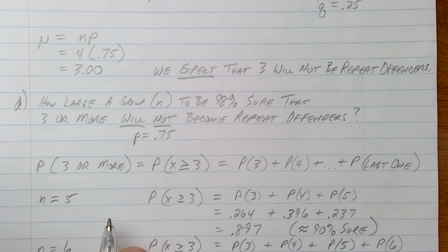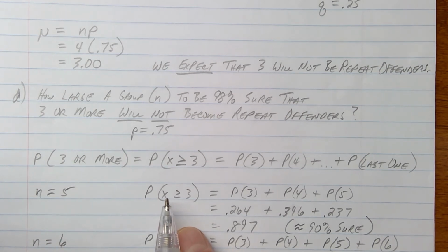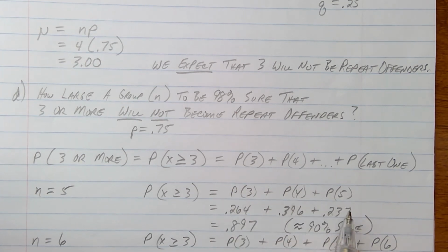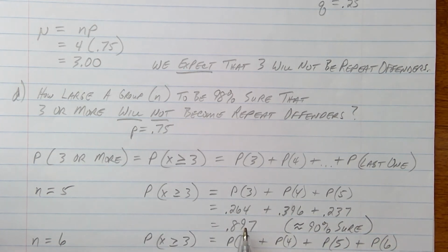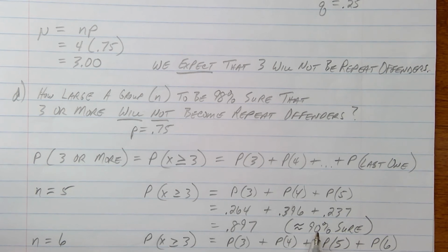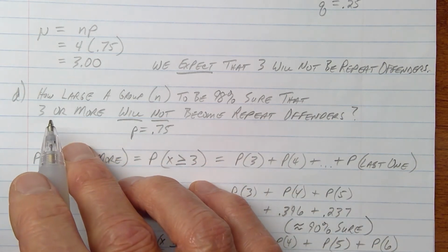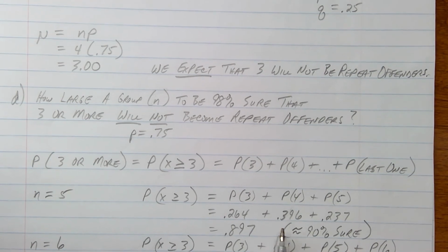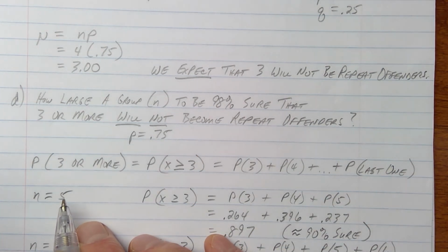I just started randomly at a group of 5. With a group of 5, the probability that R is greater than or equal to 3 is the probability of 3 plus 4 plus 5. I pull these values from the table. With a group of 5, I can only be about 90% certain that 3 or more will not become repeat offenders. So that's not certain enough. That's not a high enough percent. So I need to make my group a little bigger.